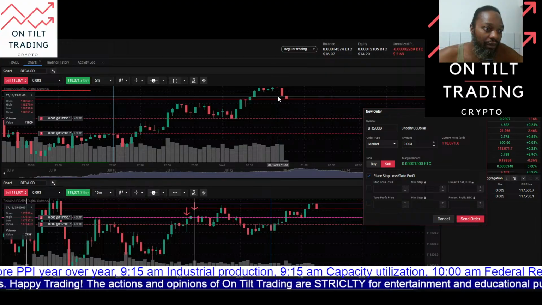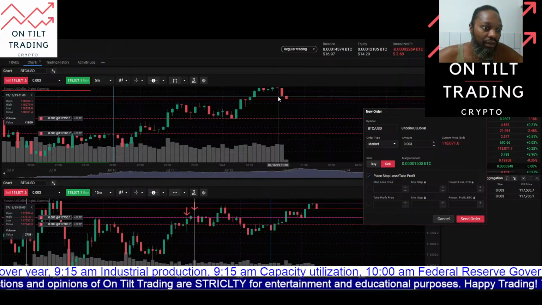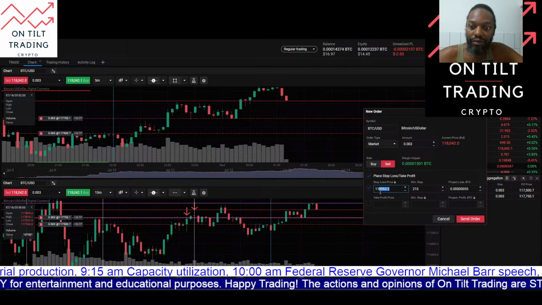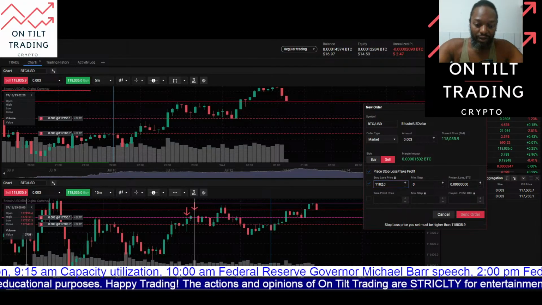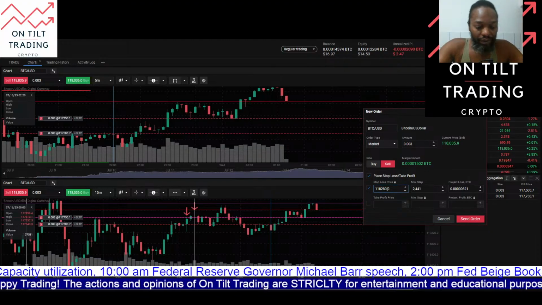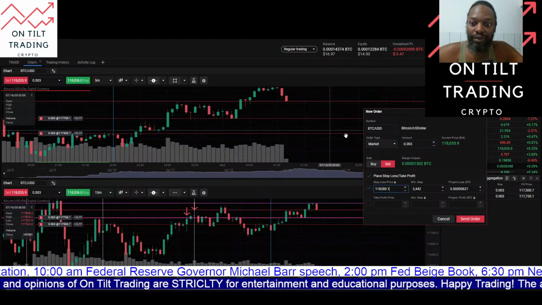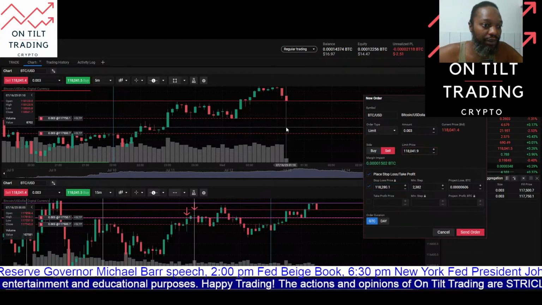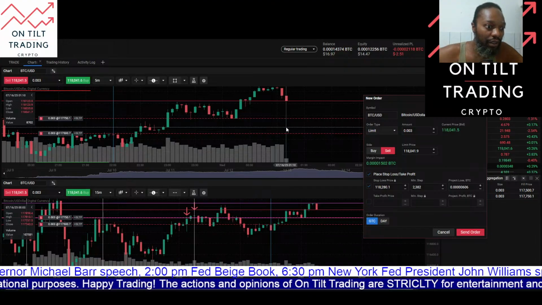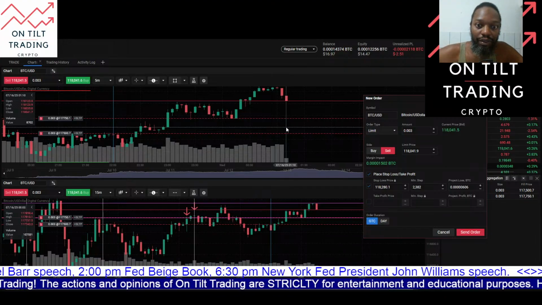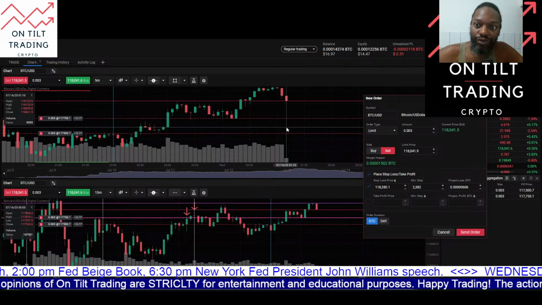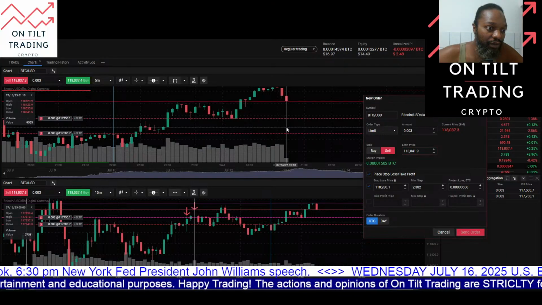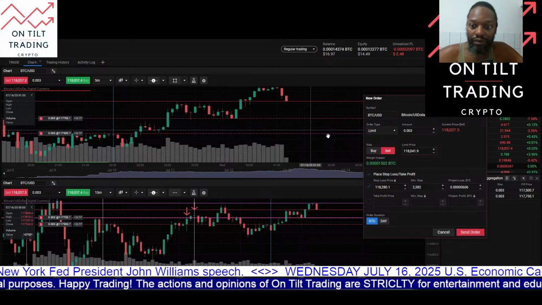Let's see, high 118,270, 118,280.1. I'm going to get this order partially filled here, and then I'll walk you through what I'm seeing here on the current potential short and what I'm seeing overall on the short here. 118,124.